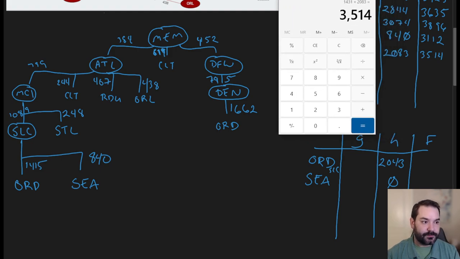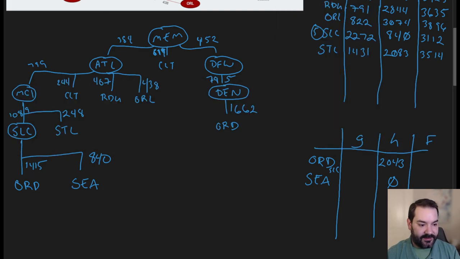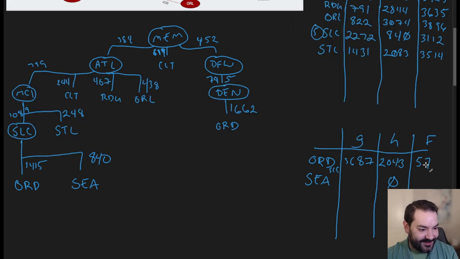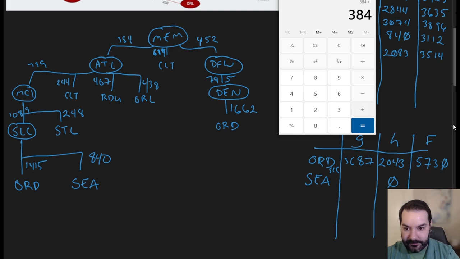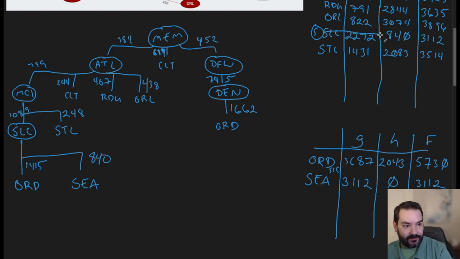We bust out the calculator. Let's see, so we've got 384 plus 799 plus 1089 plus, which one am I doing first? 1415, 3687. Oh, right. 3687, plus 2043, 5730. And then to Seattle from Seattle, it's 384, 799, 1089, plus 840, 3112. Okay, so I look at my scores again, and I have to cross Salt Lake out because it's there.